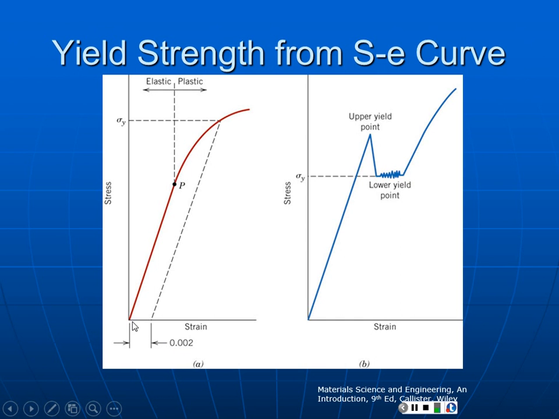Anyway, what we do is we draw a parallel to the initial modulus line, and that's going to have the same slope. It's going to have the same slope as the modulus. And we draw that parallel offset by this amount. Where it intersects, we're going to call that the yield strength, often called an offset yield strength.